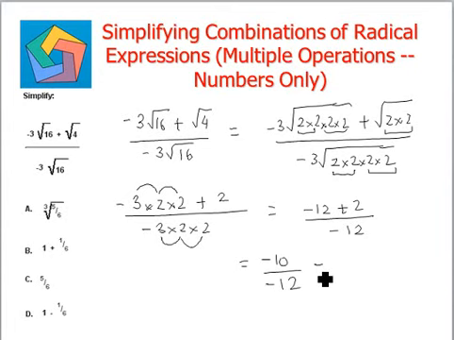This can be simplified further, reduced to 5/6. Negative negative is positive, 10 divided by 2 is 5, 12 divided by 2 is 6. Hence 5/6 is the final answer, which can be seen in option C. Moving on to the next question.